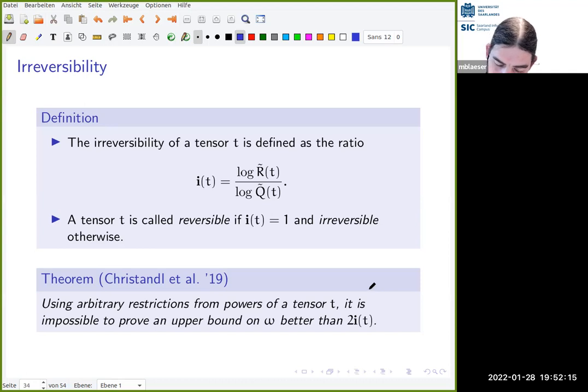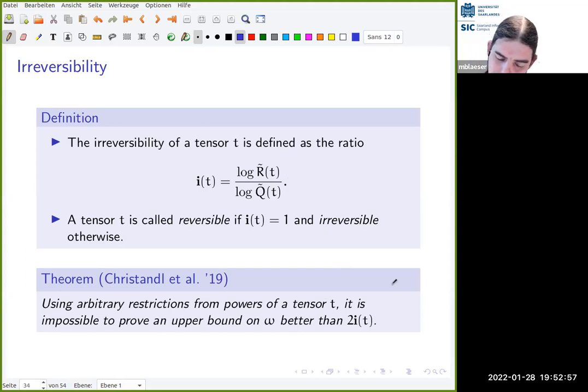And what Christandl proved is that when you have an arbitrary restriction from powers of some tensor, it's impossible to prove an upper bound of omega that's better than 2 times the irreversibility number. Or to put it the other way, if you start with an irreversible tensor, you can never prove that omega equals 2. This is due to the fact that the subrank for matrix multiplication is maximal, and this thing here equals the subrank exactly when omega equals 2. Once you have made the definition, this theorem is very, very easy to prove.